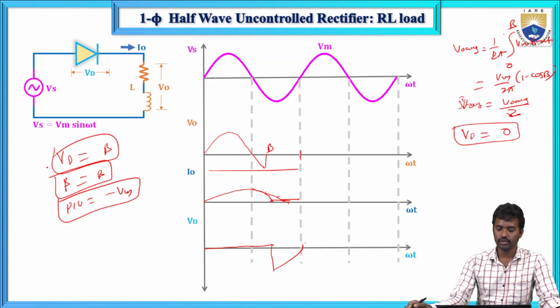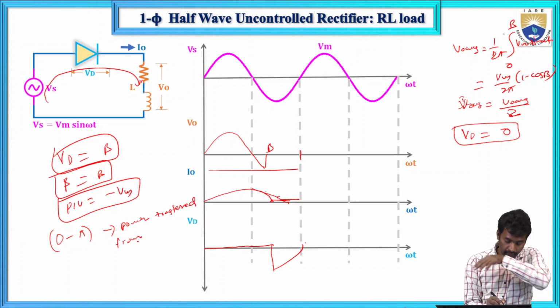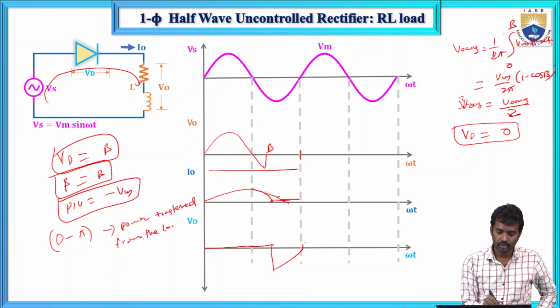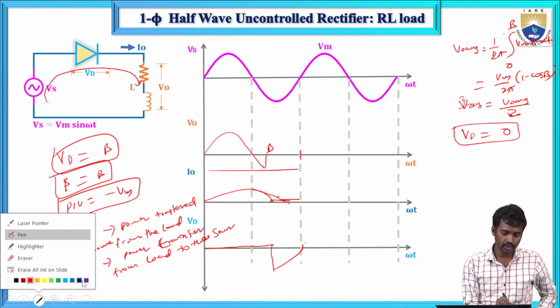So now in this case from 0 to pi, the power is transferred from the source to the load. And from pi to beta, power is transferred from the load to the source. So now let me change the color over here. So this is the case.